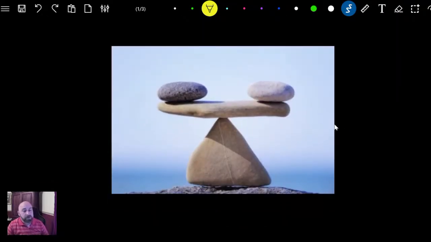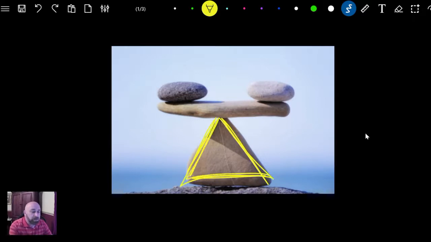So let's take a look at this. I put a picture here of a rock that is balancing 2 other rocks. A couple of interesting things about this. First of all, this piece right here, this triangle piece, is almost like your equal sign. Okay. So if you have an equation, this is your equal sign.